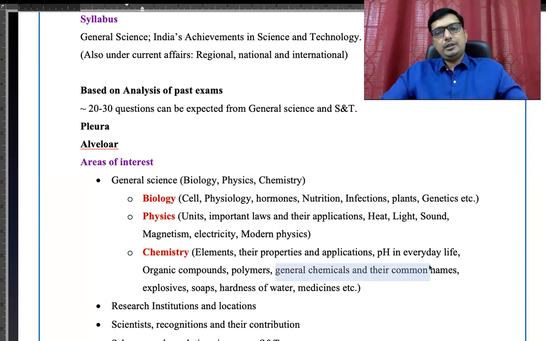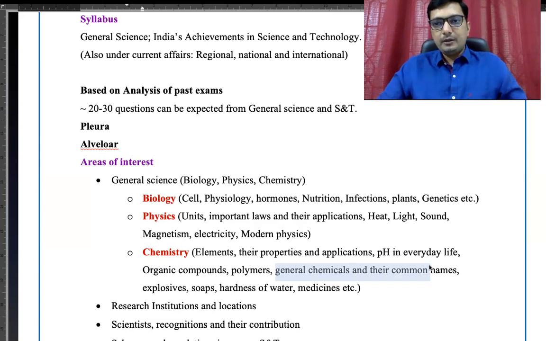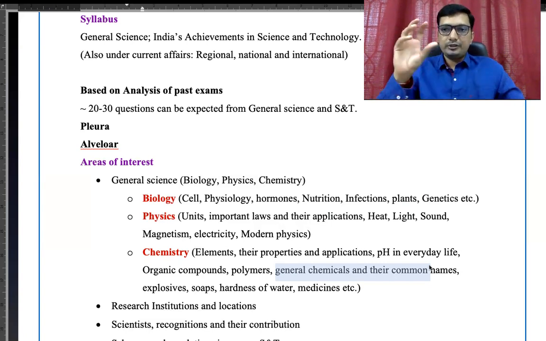This is a very common thing in the exam, like caustic soda, cooking soda, washing soda, or baking soda we call, and washing soda, right? Plaster of Paris, etc. These type of things, and their uses, like chloroform and its use. Where is alum used? Okay, where is silver bromide used? So those type of chemical compounds and their regular uses.